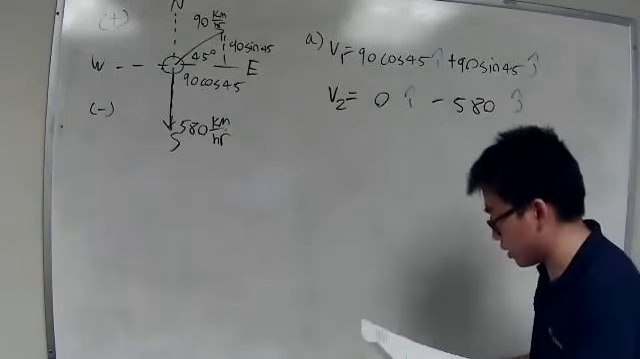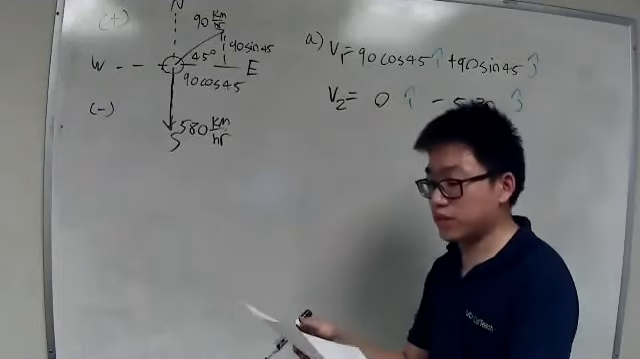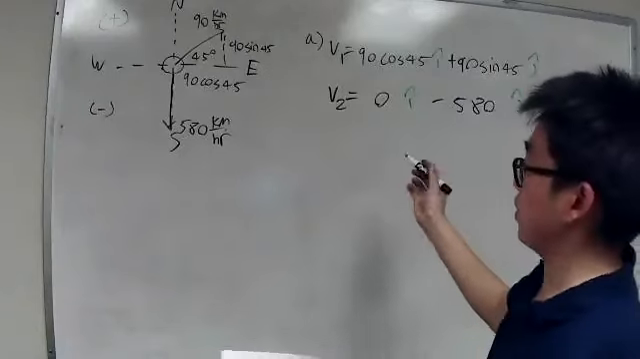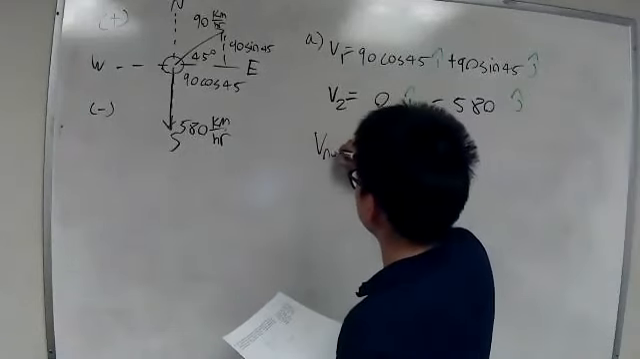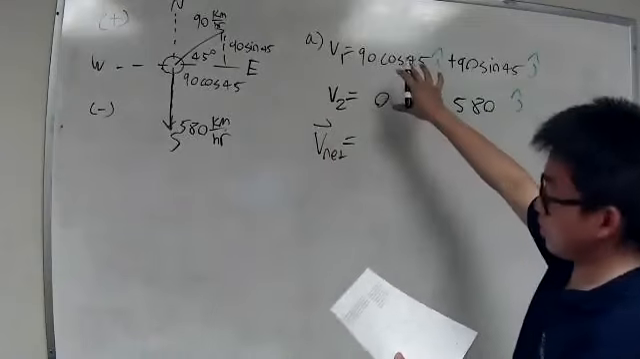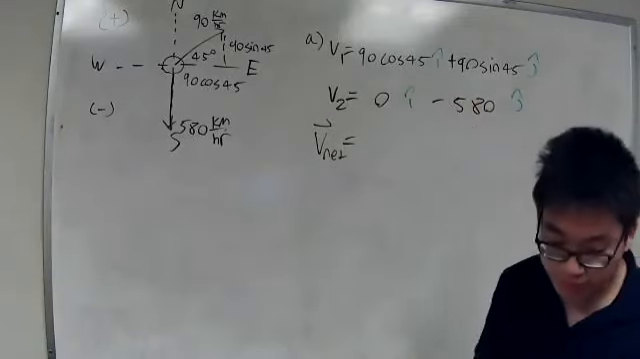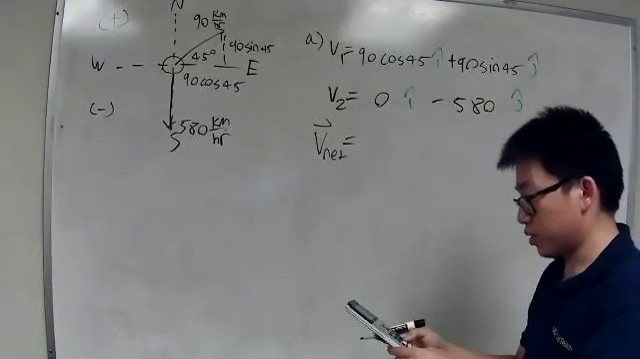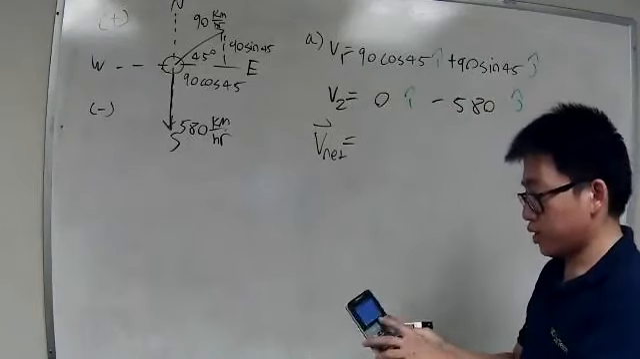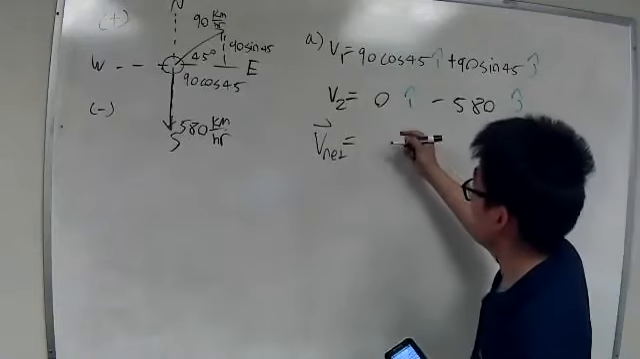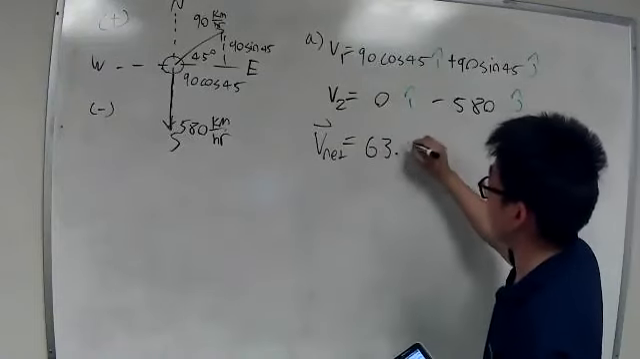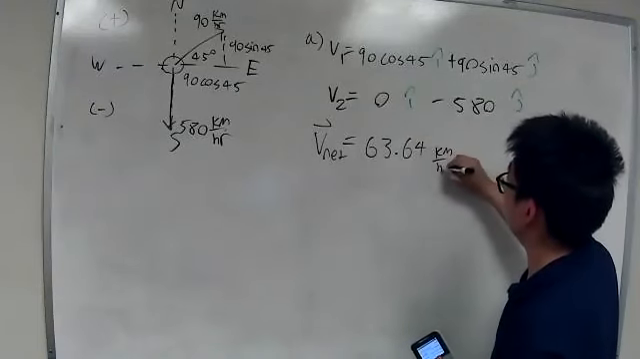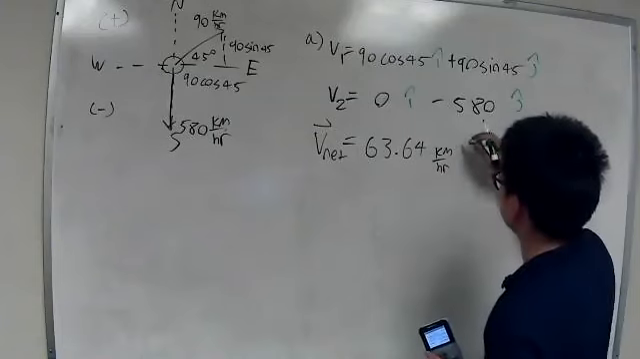So when they ask me what the velocity is, these two are velocity vectors. If I need to get the final velocity, I just add them together. And just like good old times, I can write 90 cosine 45 plus 0, but that's just 90 cosine 45, which is just a number. It's 63.64. I just put that in my calculator. Kilometers per hour, i hat.